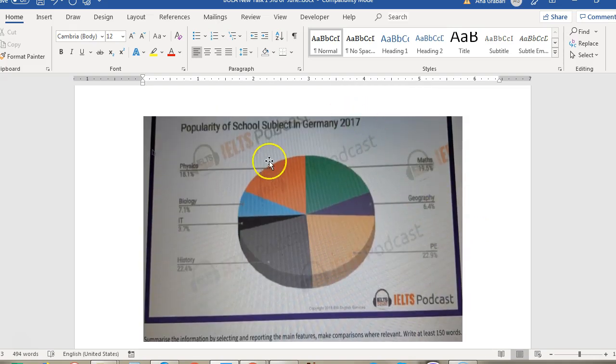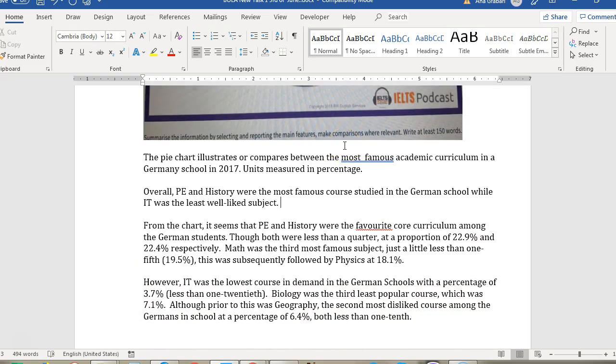Look at this. It says in Germany, right? So it's not just one school in Germany. It's all the schools in Germany. So that's why we have to generalize and say schools here. And it's not about famous. It's about liked, loved, preferred, chosen, taken, up to you, but not famous.